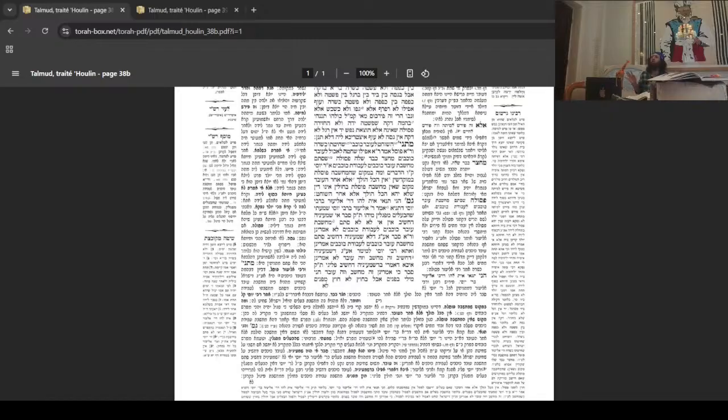So James Clerk Maxwell has no problem with non-local causality. He has no problem here. But Einstein, like Rabbi Yossi, was like, what's going on?